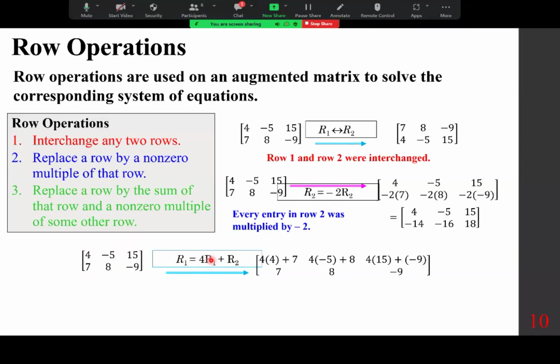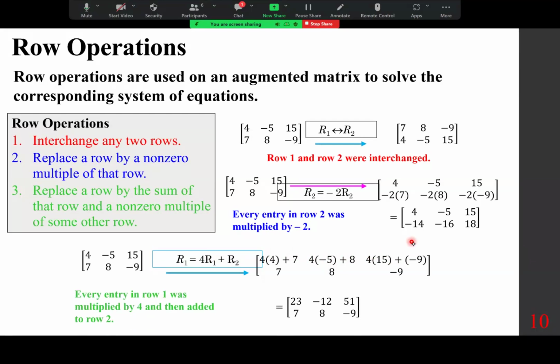Take a look: 4R1 plus R2. Now, 4 times 4 is 16 and 7 is 23. 4 times -5 is -20 and 8 is -12. 4 times 15 is 60 and -9 is +51. So what have we done? Every entry in row 1 was multiplied by 4 and then added to row 2. All right, so that's the concept of row operations.